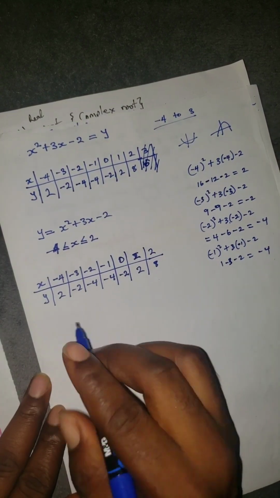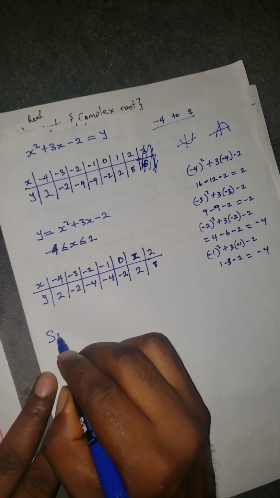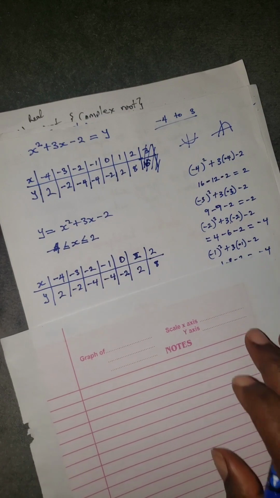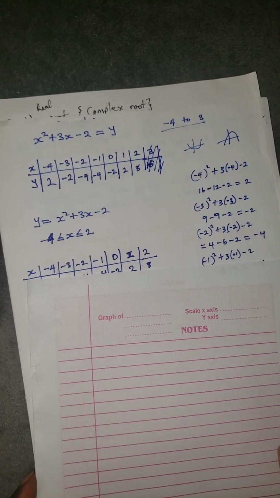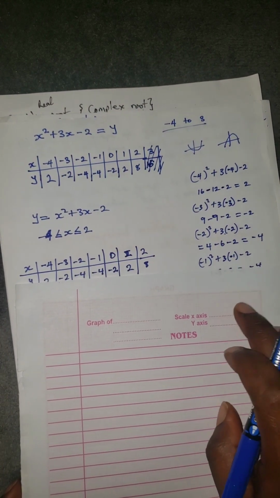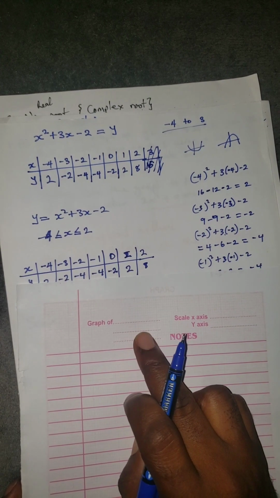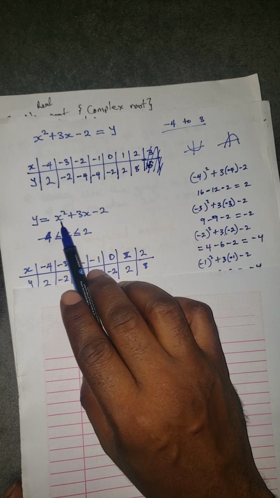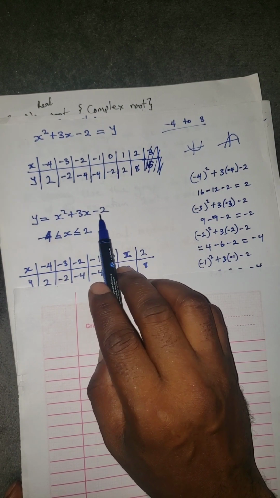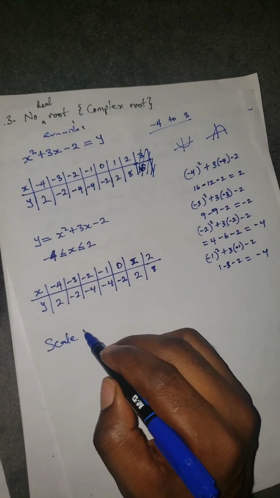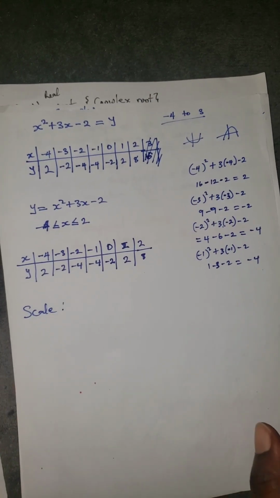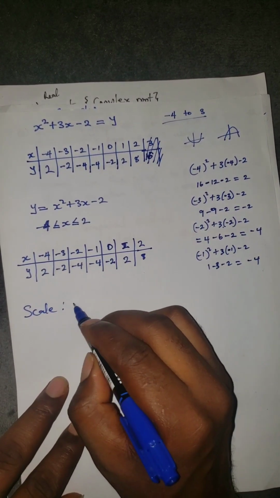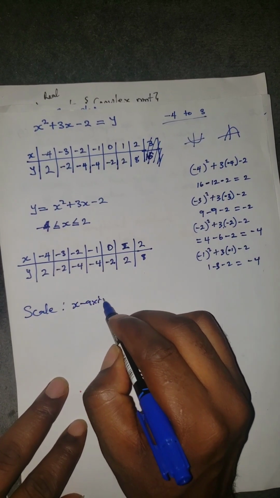So let's write our scale here. Remember, in your graph you have a place where you can write your scale. You write the graph you are plotting here, which in our case is s squared plus 3s minus 2. So the scale we are going to have now is going to give us on the s axis.